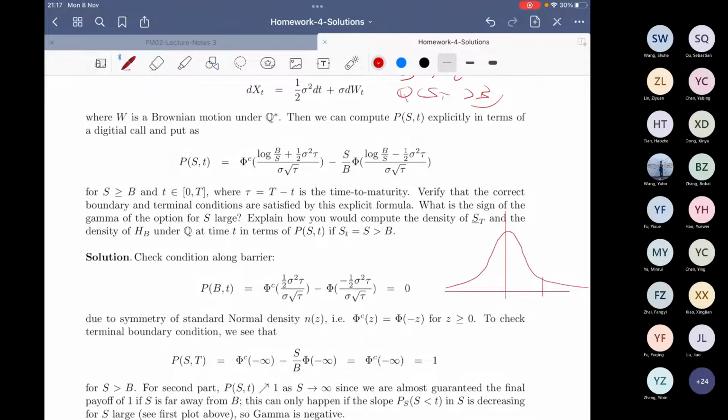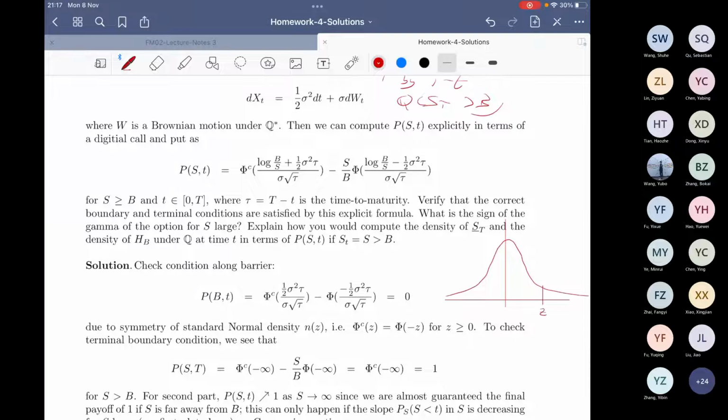So if this is my Z value and this is my minus Z value, which should also be the same distance on the other side, then I'm saying that this area is the same as that area, which I'm sure you all know, but maybe it's not so obvious when you just see the formulas. So I'm just using that property.